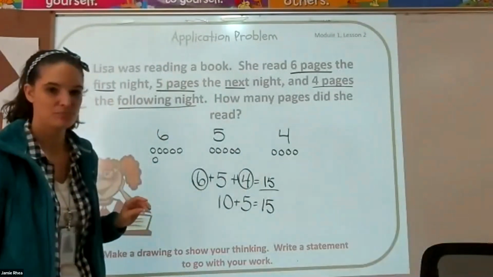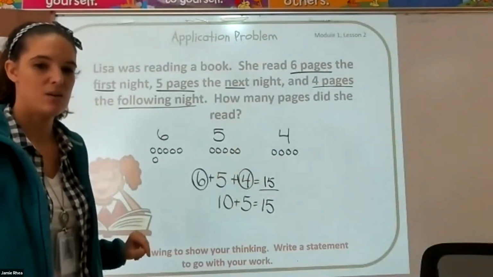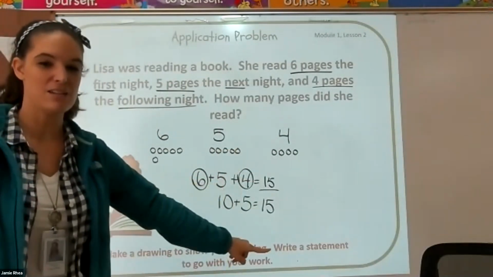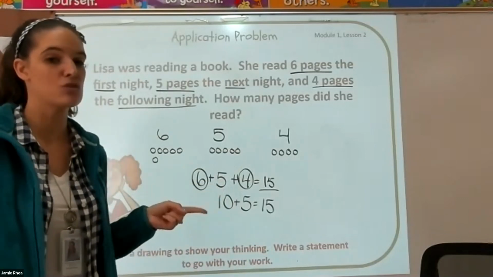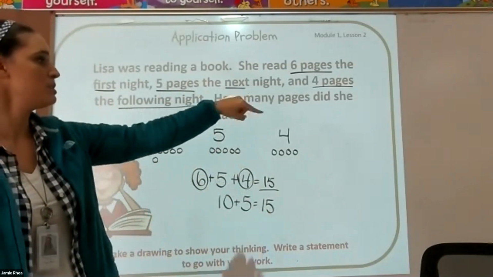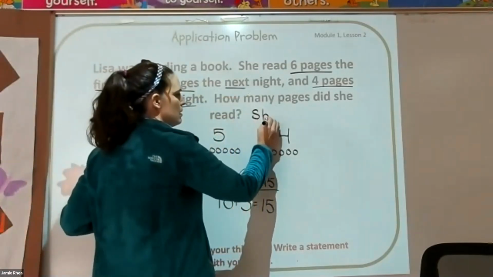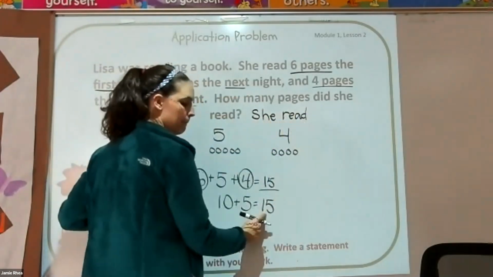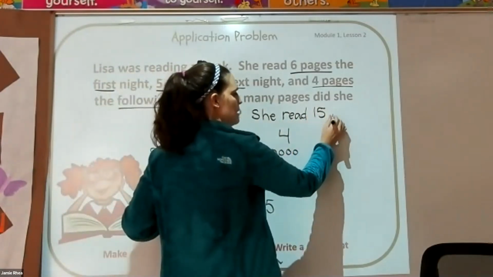So now, did we make a drawing to show our thinking? Yes, we did. We even wrote math sentences to help with our thinking. But what did we need to write? A statement. Remember, our statement answers our questions. How many pages did she read? She read 15 pages.